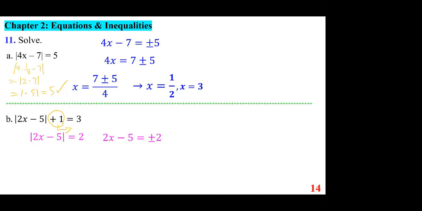We are going to move the 5. Negative 5 goes to the other side, becomes 5. We are going to divide by 2. If we add 5 and 2, we get 7 halves. If we subtract, we get 3 halves. So the answers are 3 halves or 7 halves.